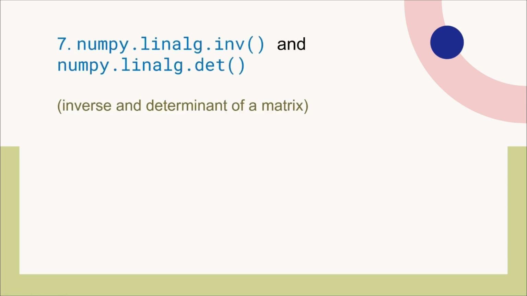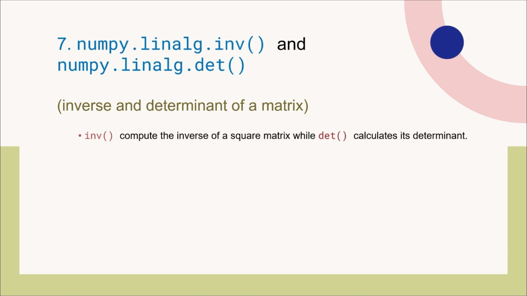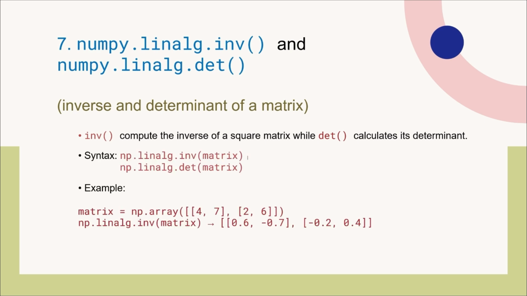Now coming to our seventh function, which is numpy.linalg.inv and numpy.linalg.det, which are used to compute the inverse and determinant of a matrix. Basically, inv computes the inverse of a square matrix, while det calculates its determinant. The syntax of this function looks like this. And here is the basic example of implementing this.